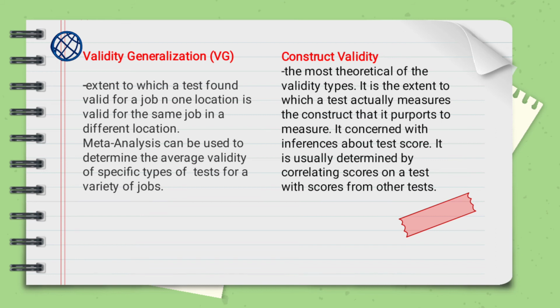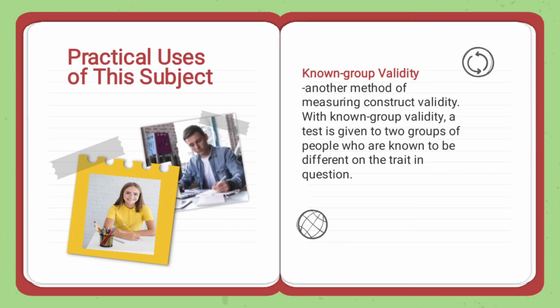So, another method of measuring construct validity is known-group validity. This method is not common and should be used only when other methods for measuring construct validity are not practical. With known-group validity, a test is given to two groups of people who are known to be different on the construct, compared to others, no?